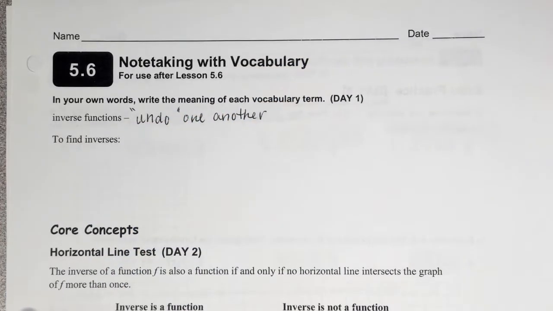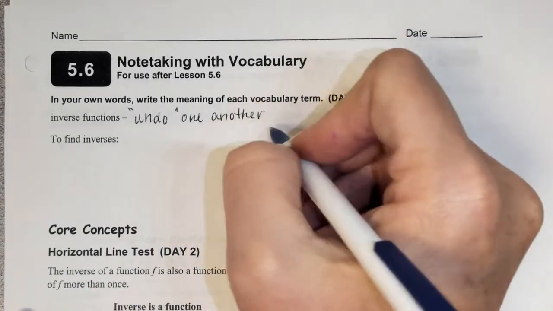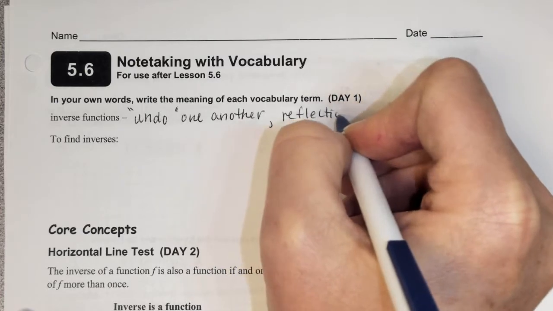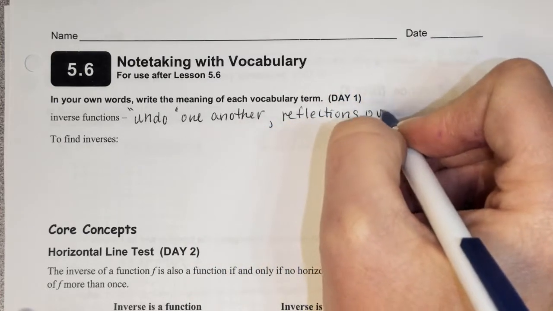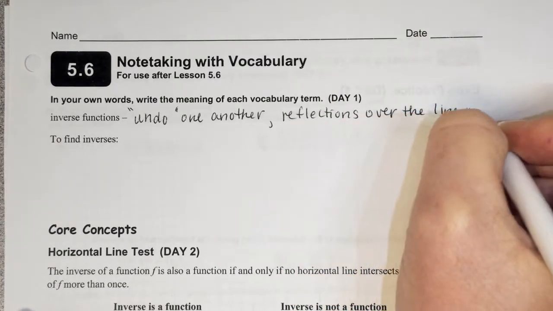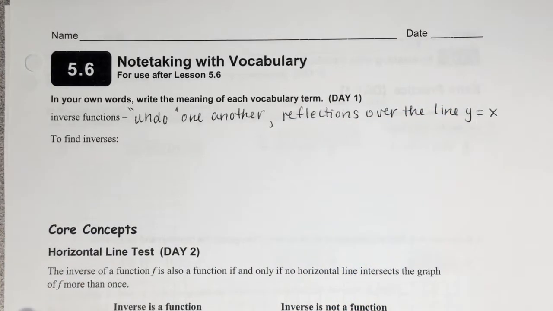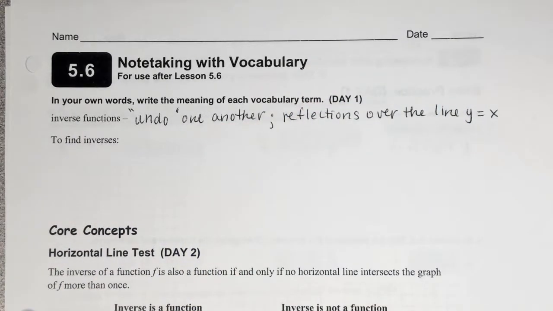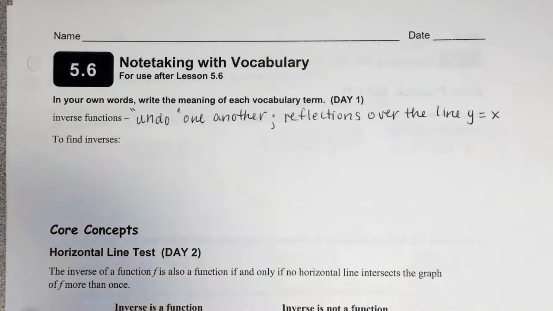They undo one another. From a graphing perspective, they are going to be reflections over the line y equals x. We need to know how to find inverses.